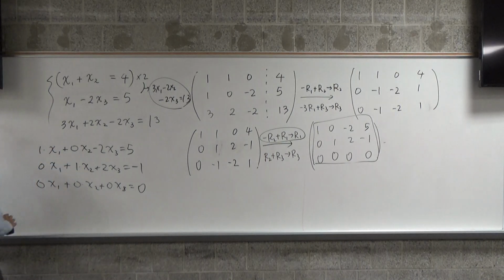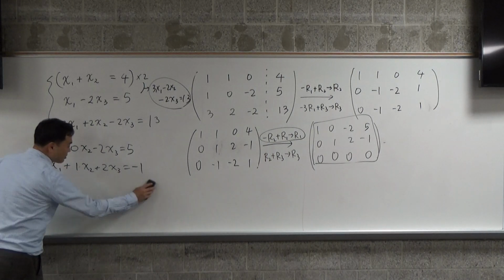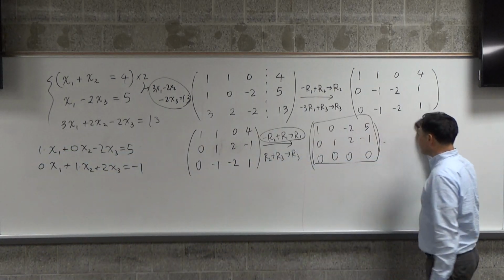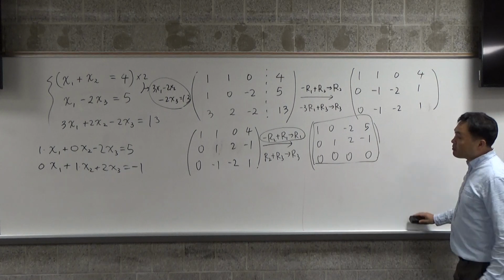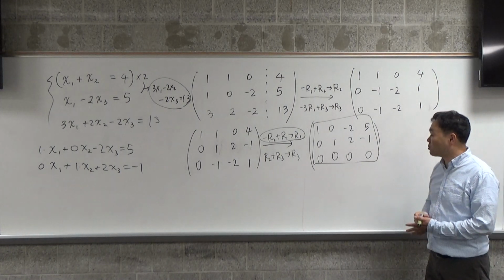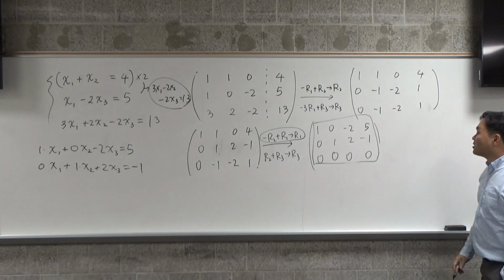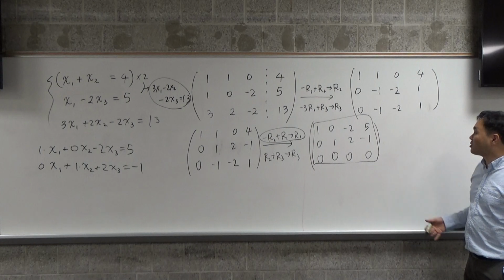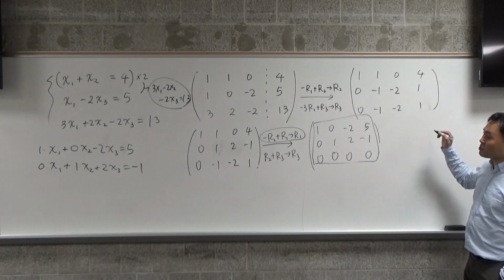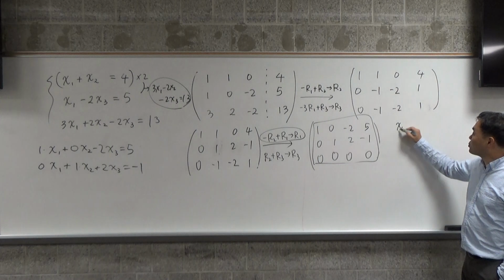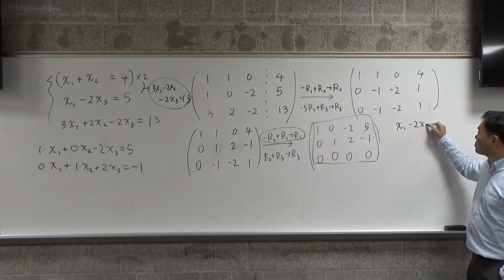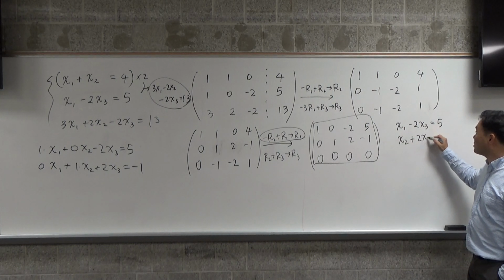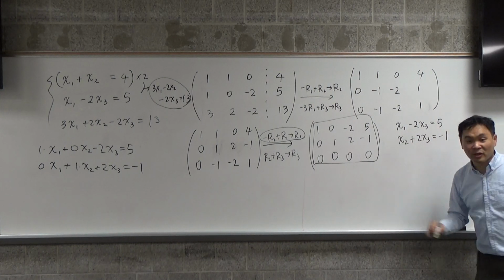Okay? So here's another interesting part of this story: if you have more than one solution, and if you do the reduced row echelon form, then you actually get a rather nice representation of the solutions, because here's what you have. This says x1 minus 2x3 equals 5, and x2 plus 2x3 equals negative 1. That's what you have, right?